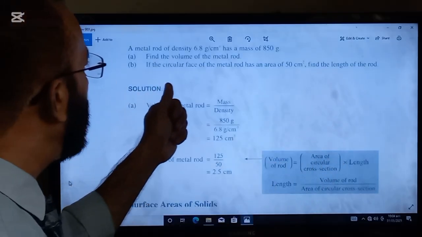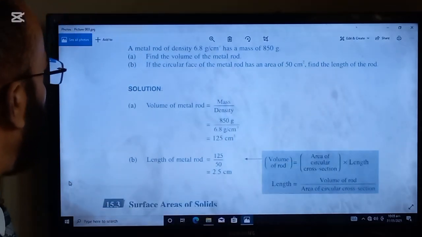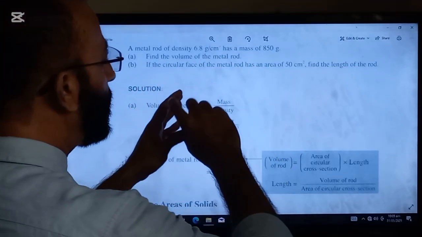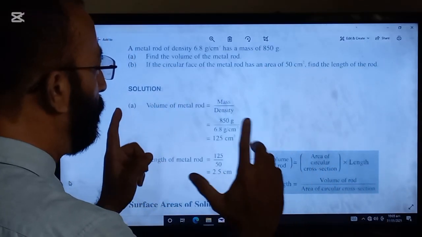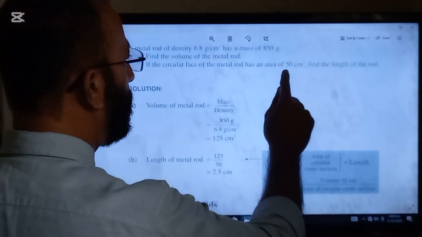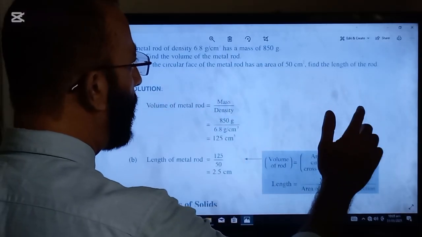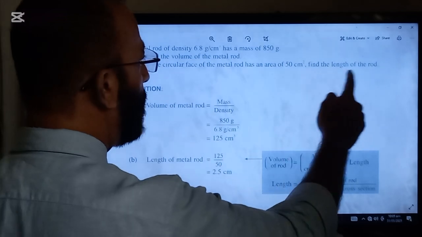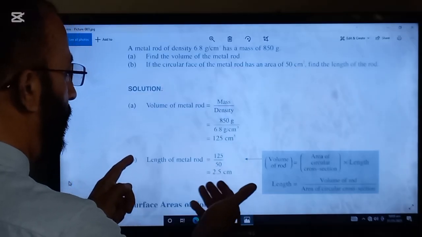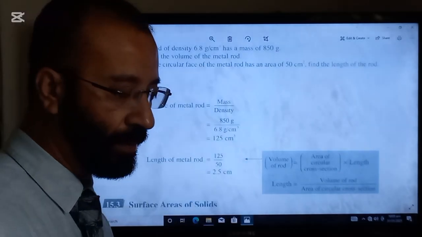The B part is, if the circular face of the metal rod has an area of this, find the length of the rod. Okay, actually this is the rod whose circular face area is now given. So that is actually like a cylinder. So the formula for the cylinder is pi r square into h. So that is the length. Length is the requirement. So the volume we now have, that is 125. That will be equal to pi r square h. Pi r square is 50 into h is the requirement. So h will remain here, and pi r square will go to the denominator of the volume. So solve it on the calculator. You will find the length of the metal rod.